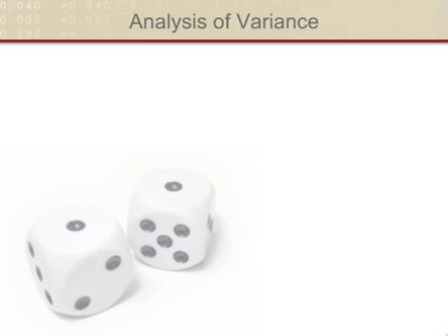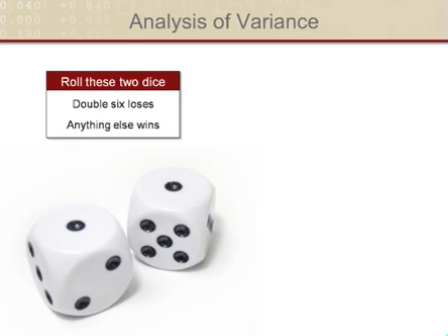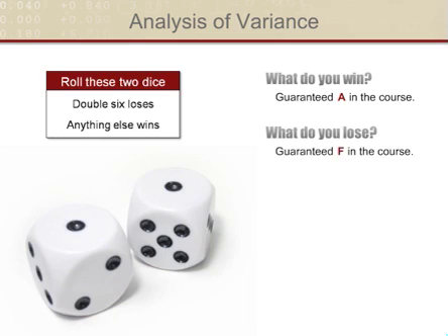Kind of put it in perspective, imagine you're in a large classroom, say about 50 students, 40 students, something like that. And the teacher makes an offer and says, roll these 2 dice. If you roll double 6, you lose. Anything else, you win. But double 6, you lose. What do you win? Guaranteed A in the course. You can leave right now. What do you lose? Guaranteed F. You're dismissed from the university. Okay. Is it worth the risk?